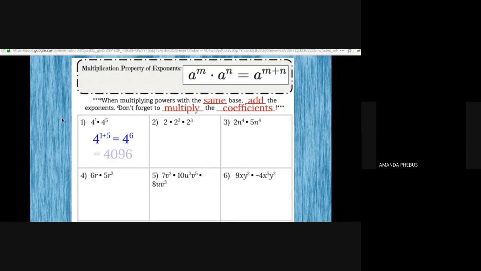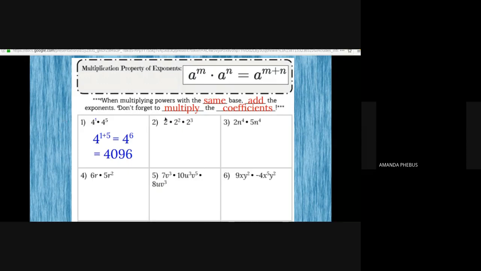4 to the 6th is 4,096. So this is just kind of a way to help you simplify before you just automatically reach for a calculator. And so we're talking about maybe fewer keystrokes, fewer things that you have to type into the calculator. But then it also extends to variables.